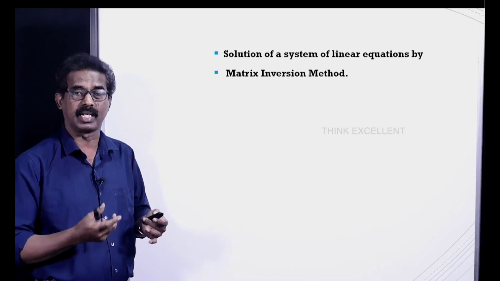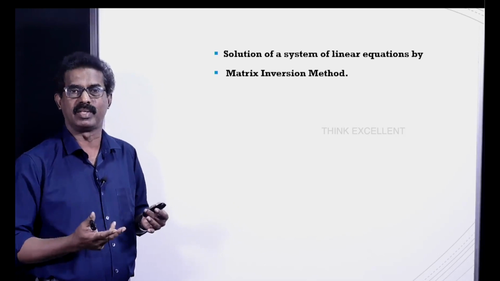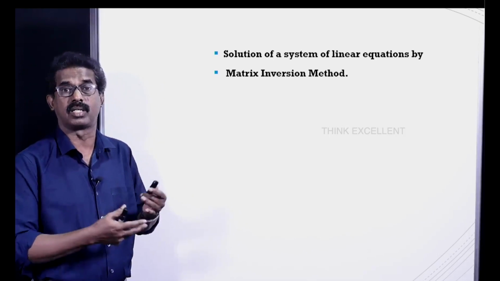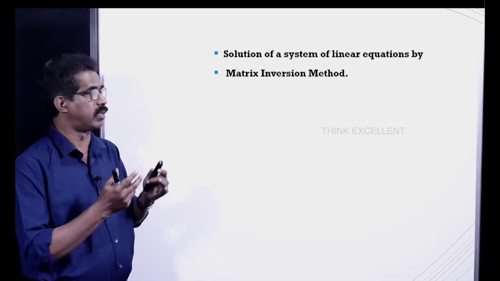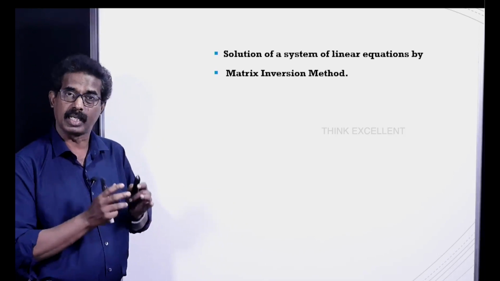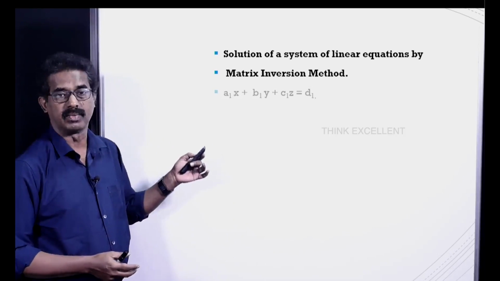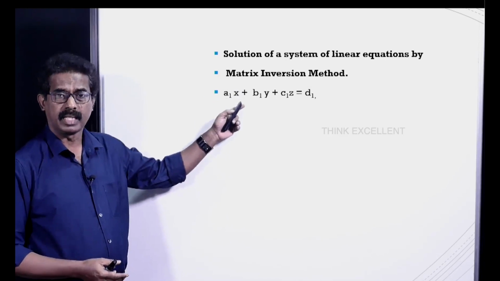Even in the last class we studied inverse, right? You know how to find inverse. But in the last class, the Gauss-Jordan method, that method you have to use. If the method is specified, you have to use only that method. So, matrix inversion method. Listen here, they give a system of equations.